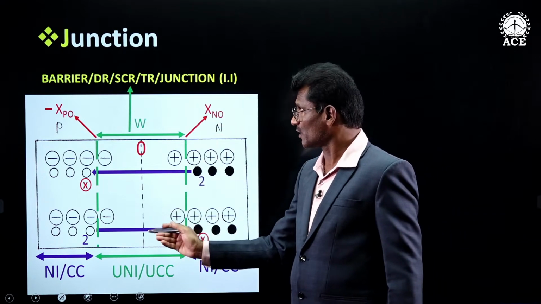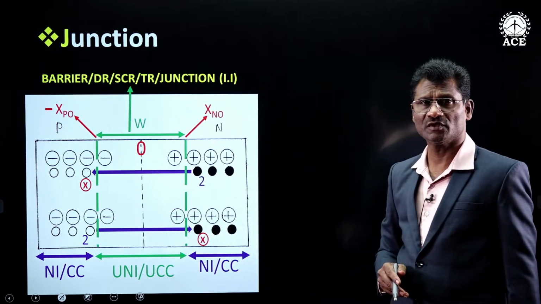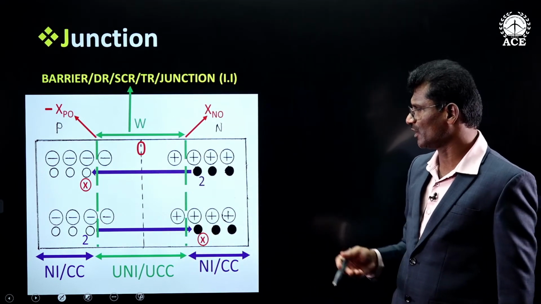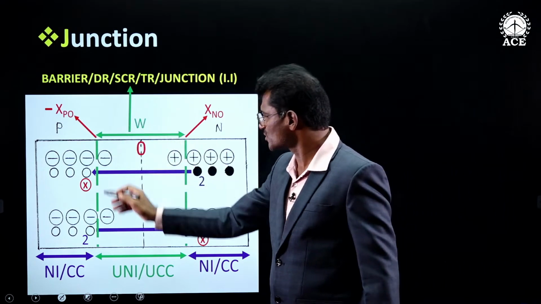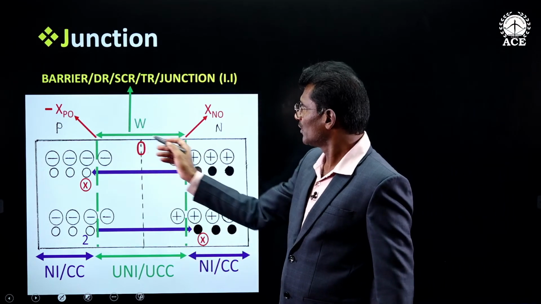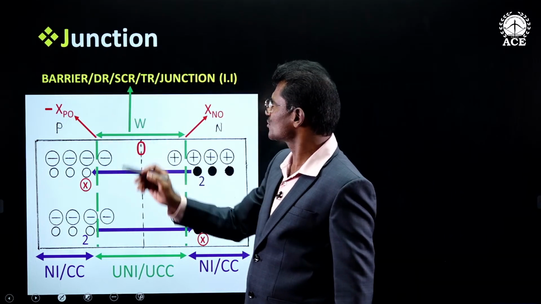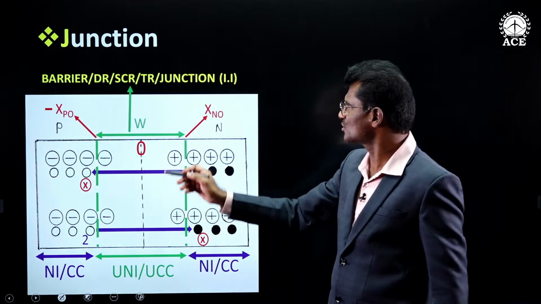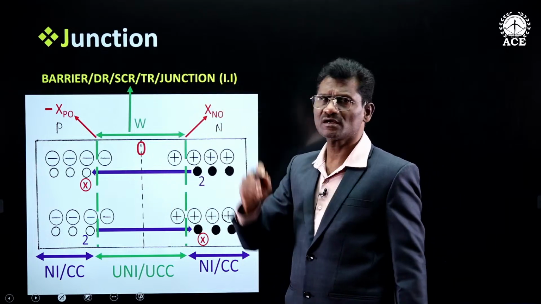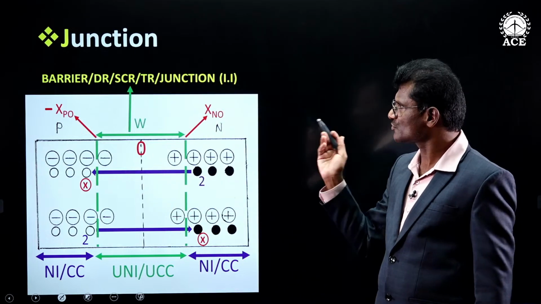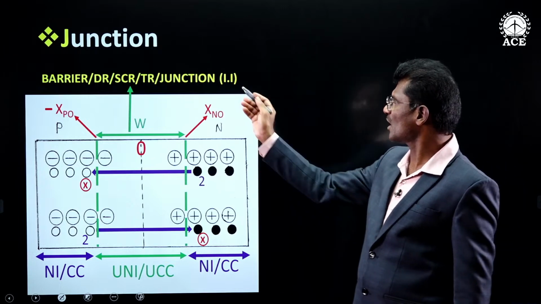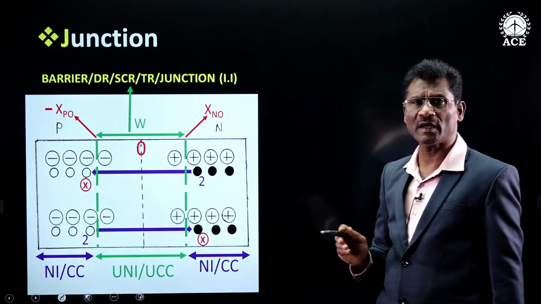And the central part is also given the name junction. So in total this central area is given 5 different names, namely barrier, depletion region, space charge region, transition region or junction. So it has 5 different names. It is having II, that is immobile ions.